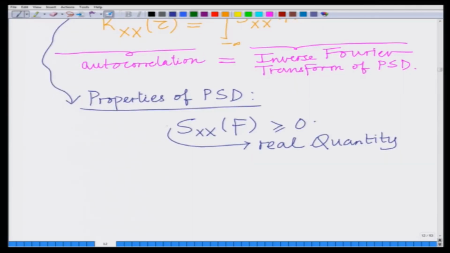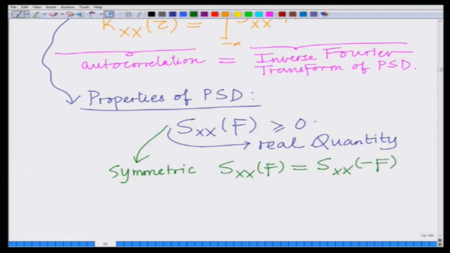Further, it is symmetric about the frequency domain, in the sense that Sxx(f) equals Sxx(minus f). So, we are saying that the power spectral density is a real quantity which is always greater than or equal to 0, and it is also symmetric, that is, the power spectral density Sxx at f is equal to the power spectral density Sxx at minus f.